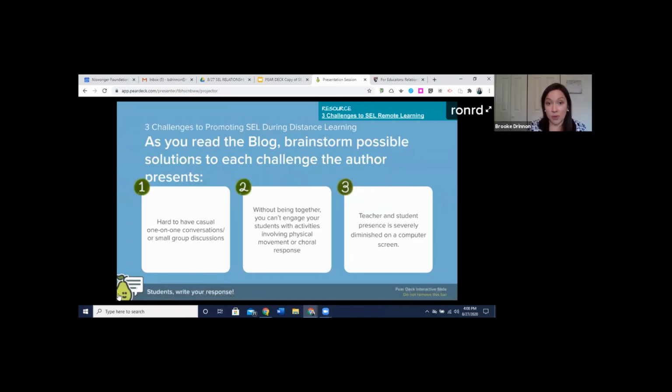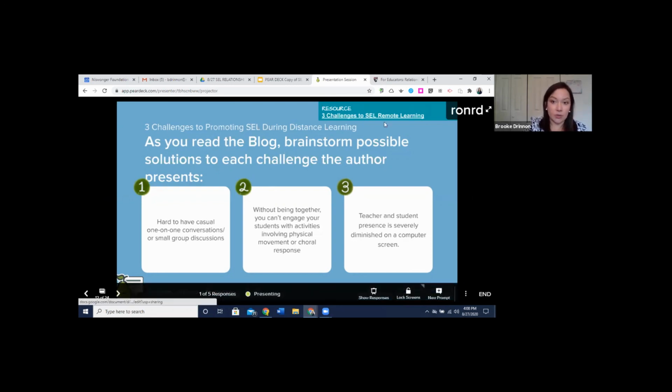Moving forward, looking at our next resource, we highlight some of the challenges to SEL in remote learning, the challenges that are coming up as we are trying to learn virtually. If you click on the link at the top, which is also on the resources page, there's a blog on three challenges to incorporating SEL into remote learning. You'll see the three challenges highlighted here, and each of them is discussed within the blog, along with possible solutions.